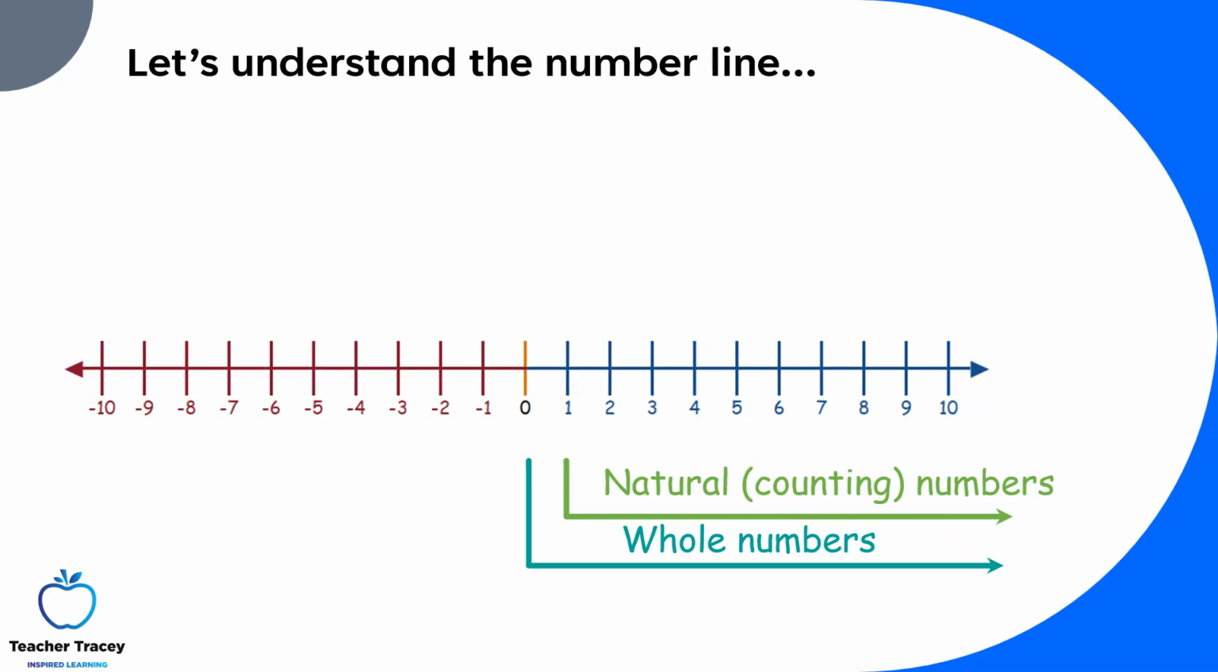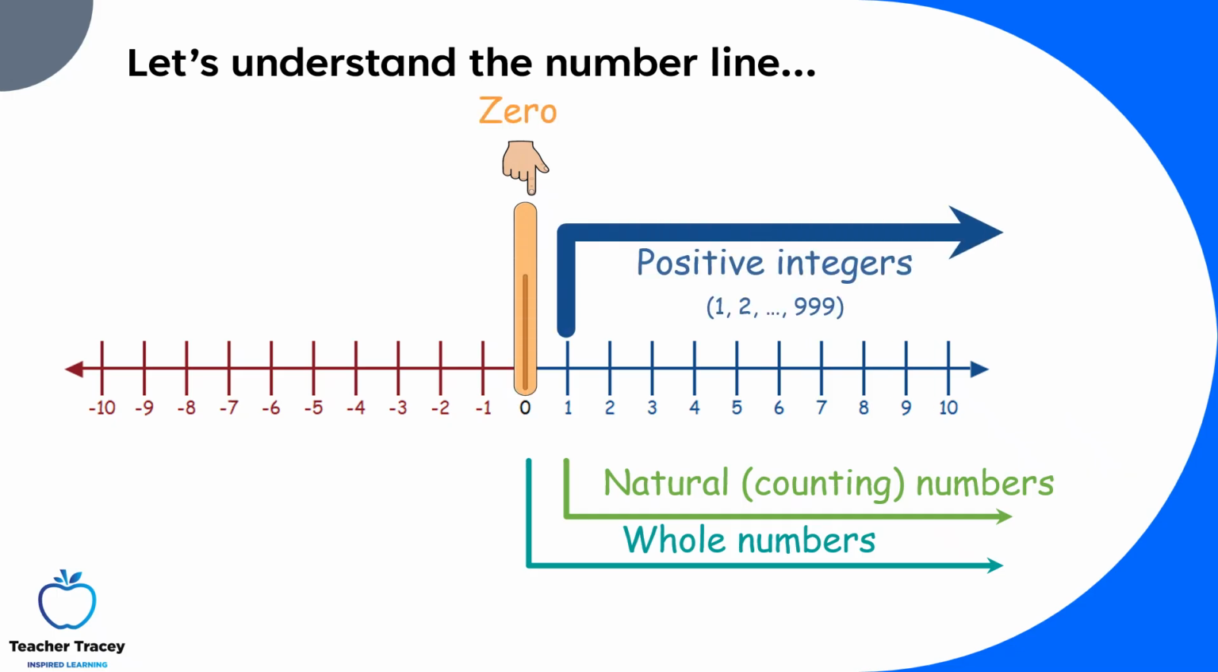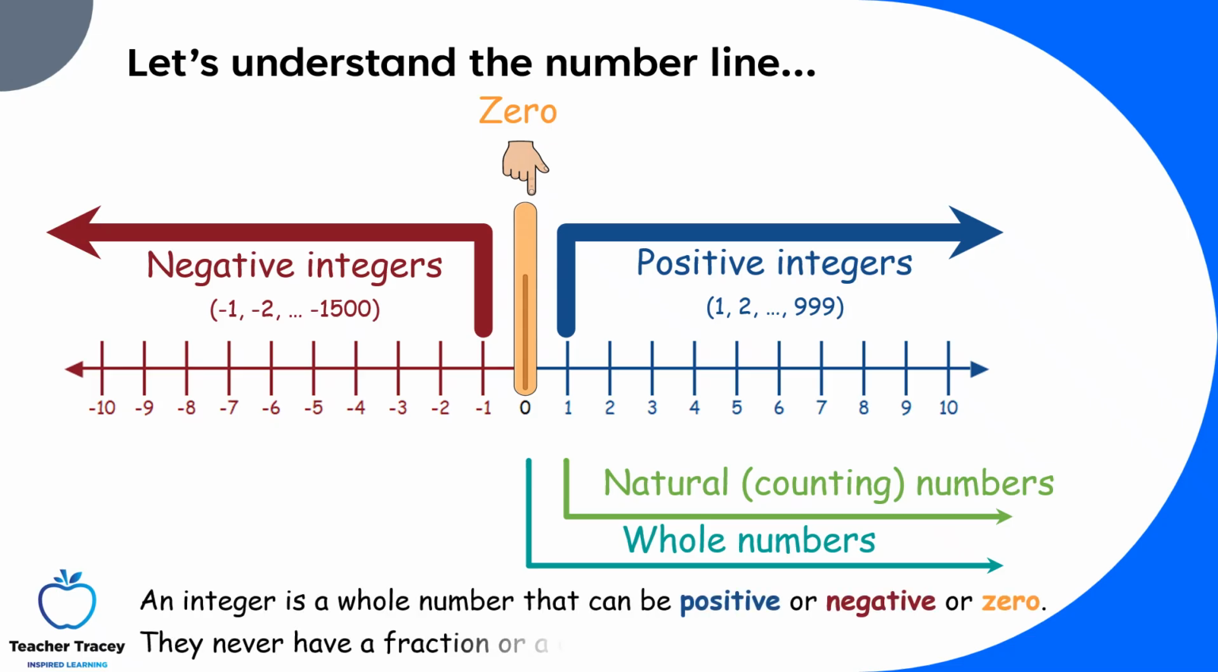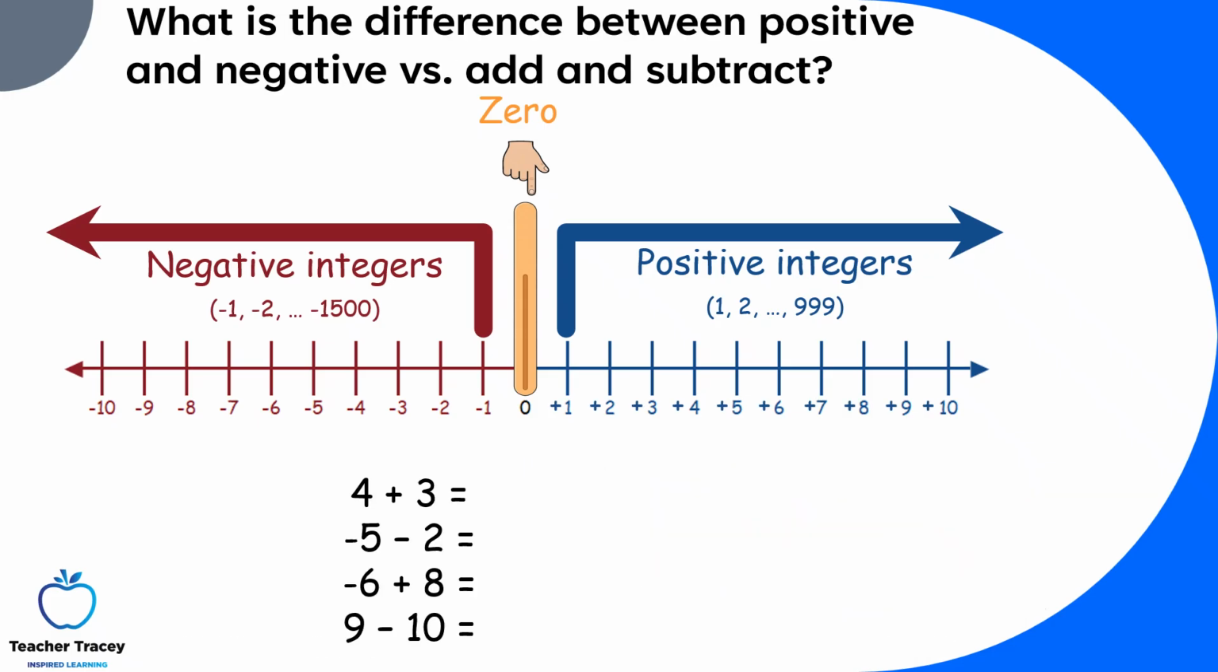Did you know, though, that the number line goes in the other direction as well, and that 0 is in fact in the middle? The numbers to the right are positive integers, and they have a hidden positive next to them. The numbers to the left are called negative integers. 0 is neither positive nor negative. An integer is a whole number that can be a positive or a negative or a 0. They never have a fraction or a decimal part attached to them.